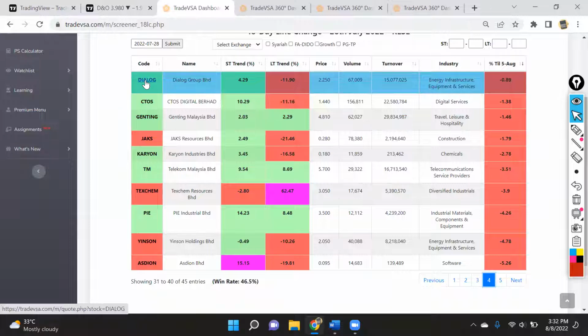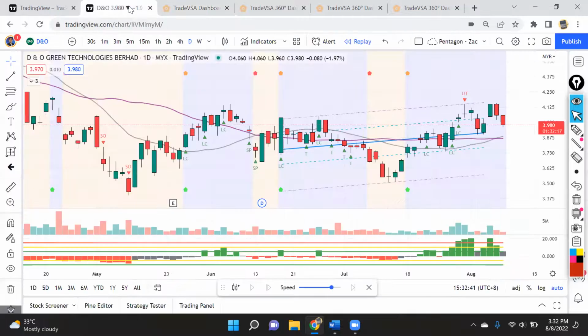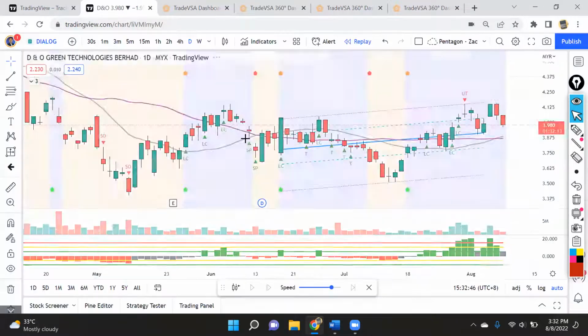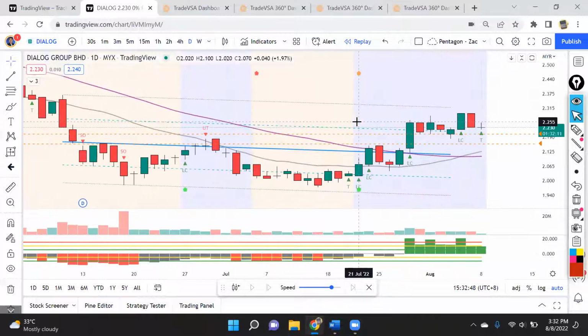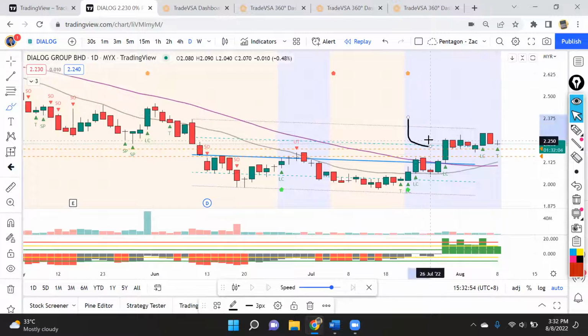We got dialogue, CTOS. Let's look into dialogue and CTOS. What do you think about dialogue? I think this is the candle line change on 28th of July, this bar over here. So what happened after the bar?